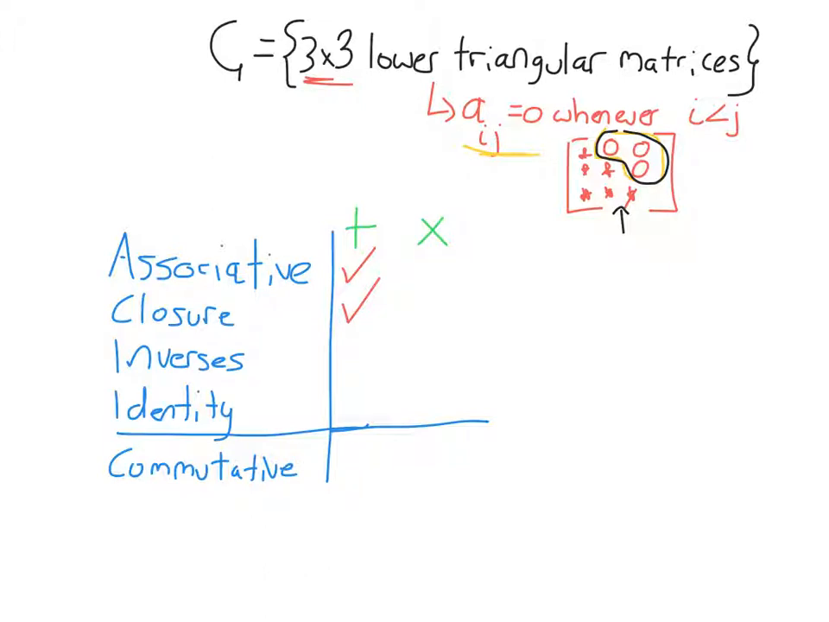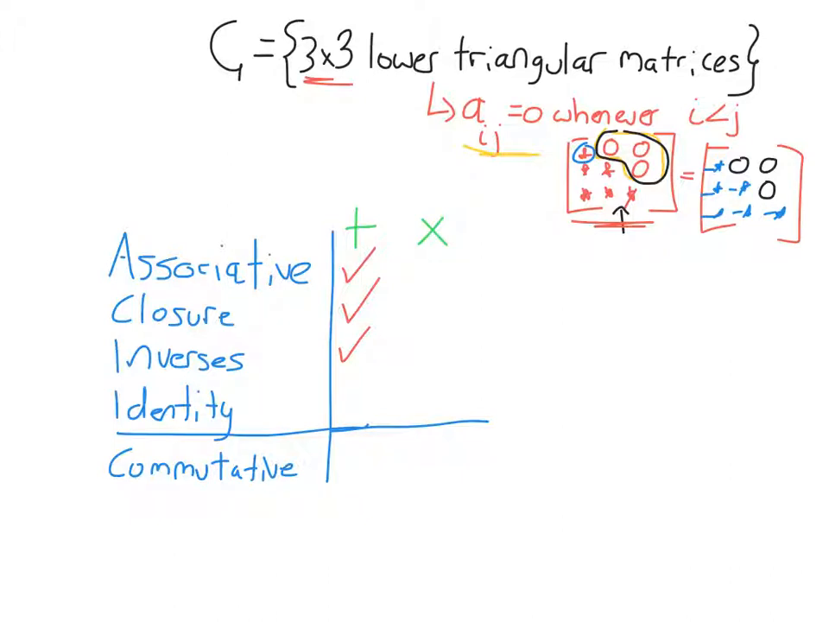For inverses, yes, they will be a member of the group. The inverse of this matrix here will have zeros above the leading diagonal. All you have to do is take each of these elements and take the negative of it. So it'll be the negative of each of these stars, whatever they equal. Note, we're talking about inverses under addition here, not necessarily under multiplication.